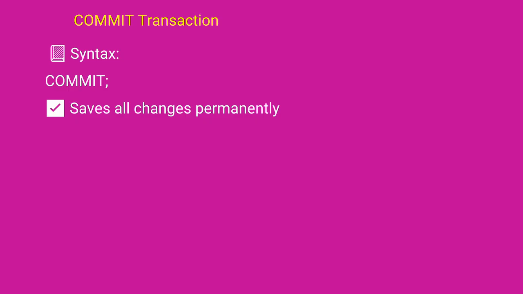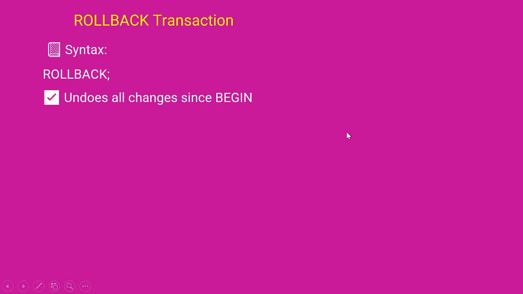Commit saves all changes made during the transaction permanently. Once committed, the changes cannot be undone. Rollback undoes all changes made during the transaction since begin. It is useful if something goes wrong and you want to cancel the transaction.